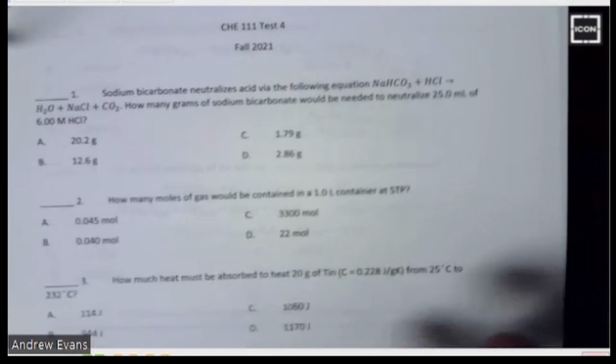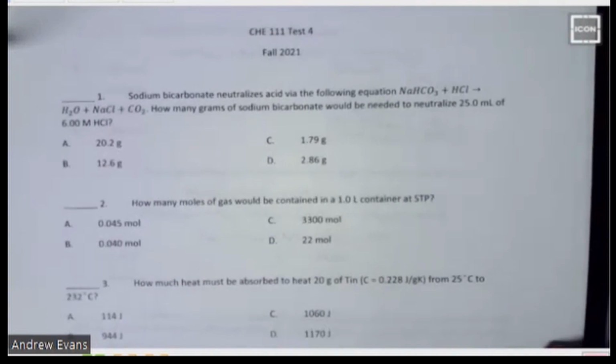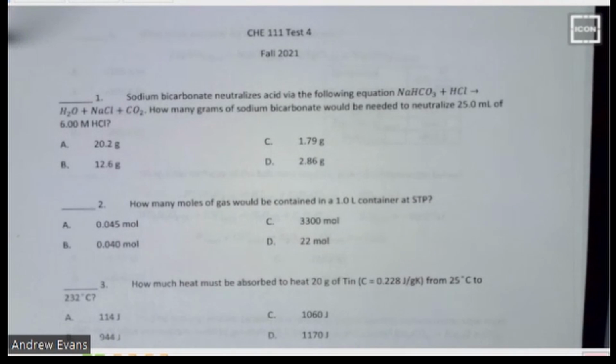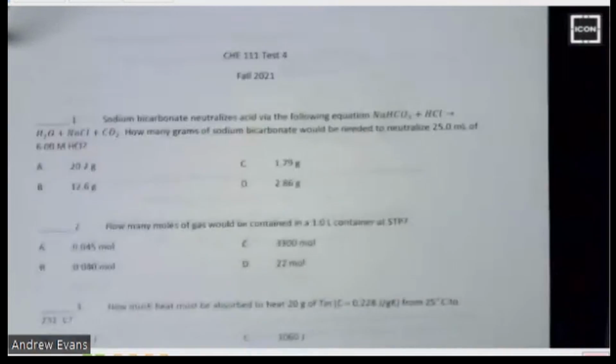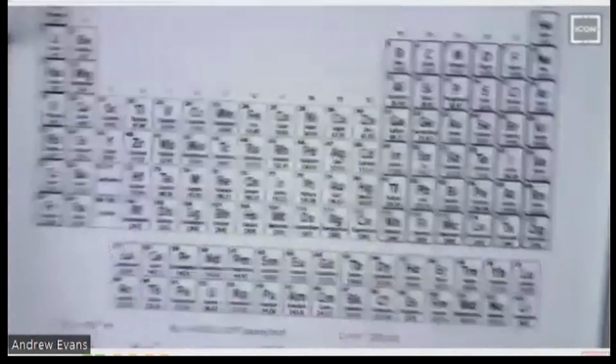Okay, folks, let's work through test 4 real quick. Just trying to show you how to go about doing this. All the useful information that we'll need here. Periodic table in case we need it.